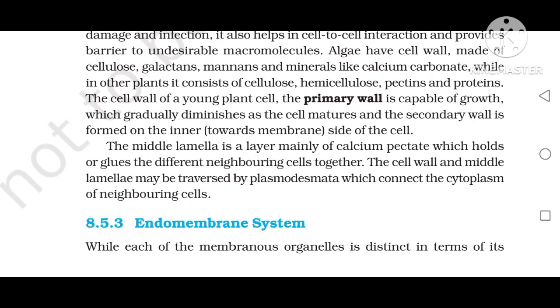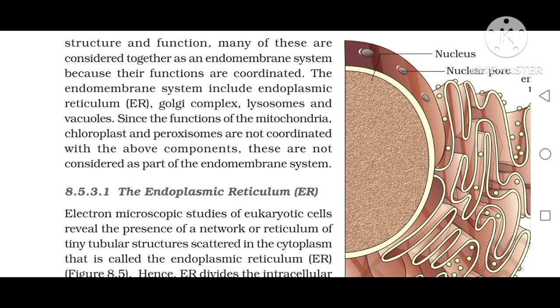Endomembrane system. While each of the membrane-bound organelles is distinct in terms of its structure and function, many of these are considered together as an endomembrane system because their functions are coordinated. The endomembrane system includes endoplasmic reticulum (ER), Golgi complex, lysosomes, and vacuoles. Since the functions of the mitochondria, chloroplast, and peroxisomes are not coordinated with the above components, these are not considered as part of the endomembrane system. Important point: endomembrane system includes ER, Golgi complex, lysosomes, and vacuoles.